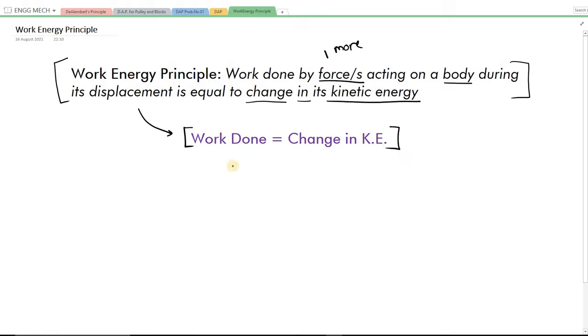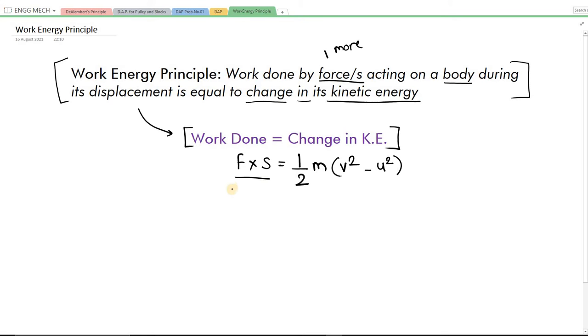Now, work done is expressed as F into S, and change in kinetic energy means the difference between the kinetic energy when the body had its final velocity and the state of the body when it had its initial velocity. Therefore, what we can write over here is half m, final velocity is denoted by v, so it will be v square. Half m v square is kinetic energy. And while the body was at its initial velocity, it will be denoted by u square. Therefore, F into S is equal to half m into, in bracket, v square minus u square.